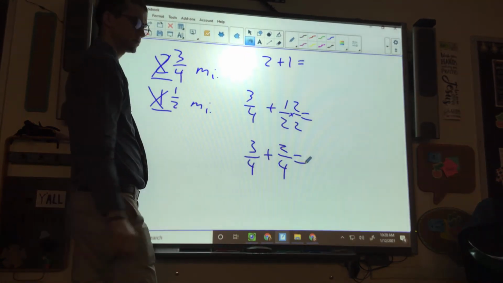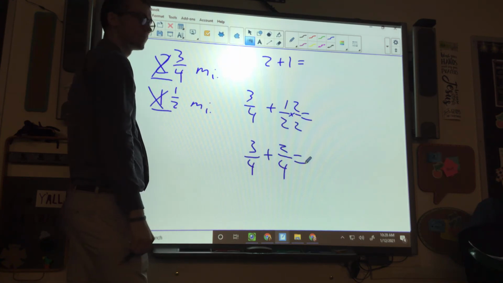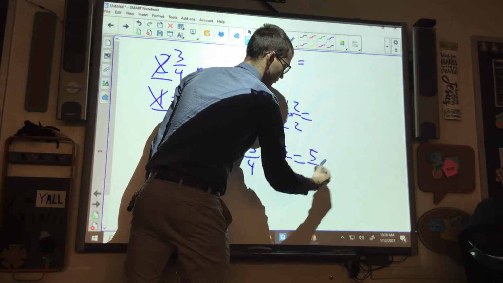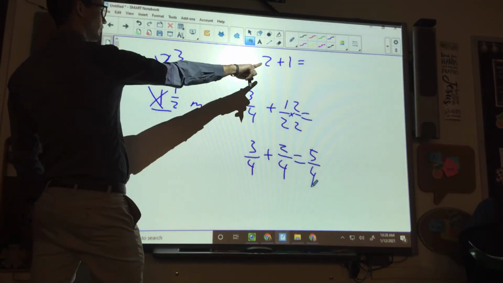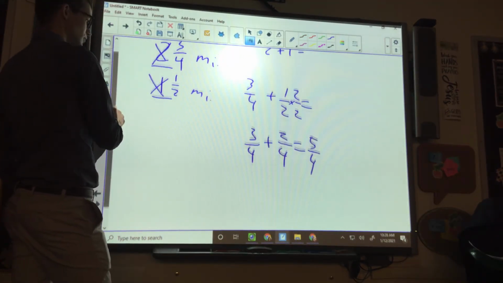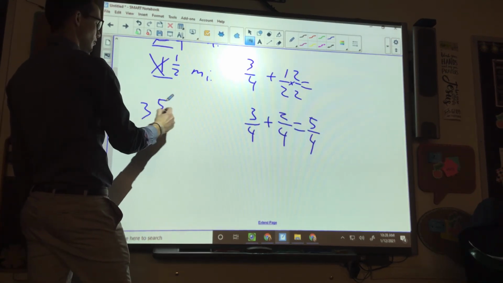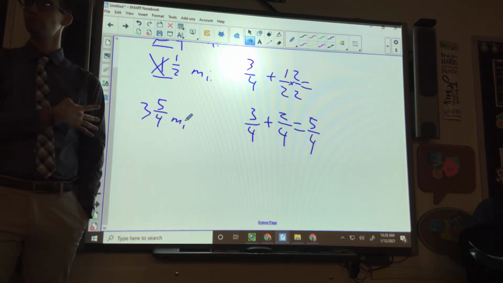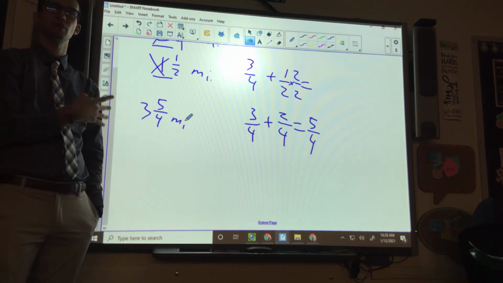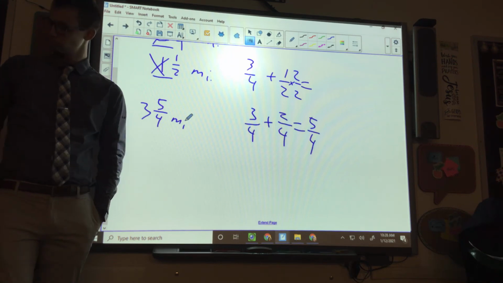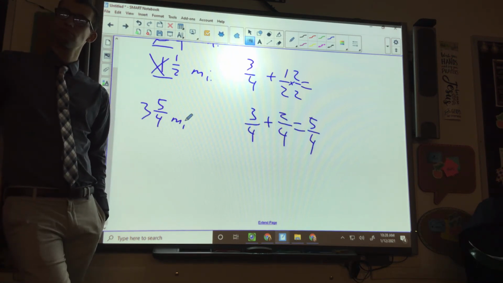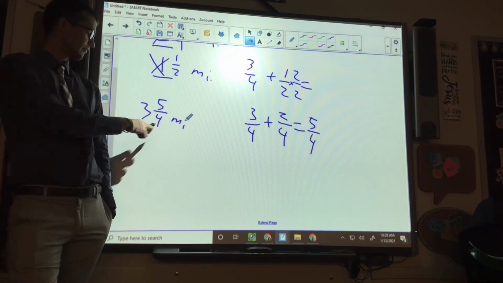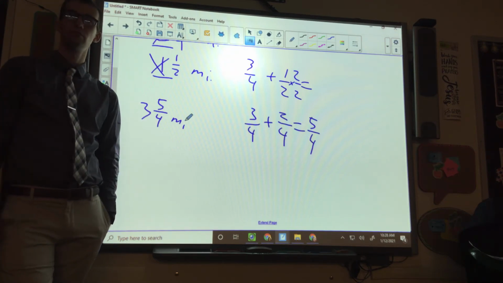3/4 plus 2/4 is? 5/4. That would mean I can say I had before 2 and 1 make 3. So I have 3 and 5/4. 5/4 miles, right? No. What's wrong? You can make it small. You can make the number smaller. I can simplify 5/4? How?